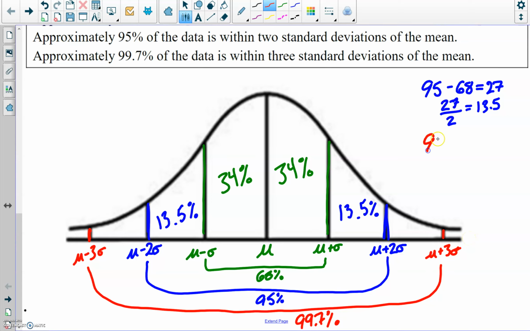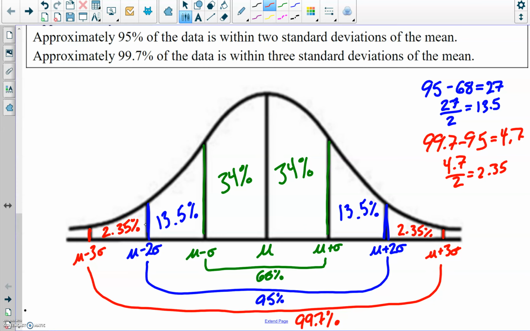And again, I'm going to do a similar idea here. I'm going to take 99.7 minus 95 and try to figure out what goes into the 2 missing regions. And this is going to be 4.7. When you divide 4.7 by 2, you get 2.35. So in here is 2.35%, and in here is 2.35%.